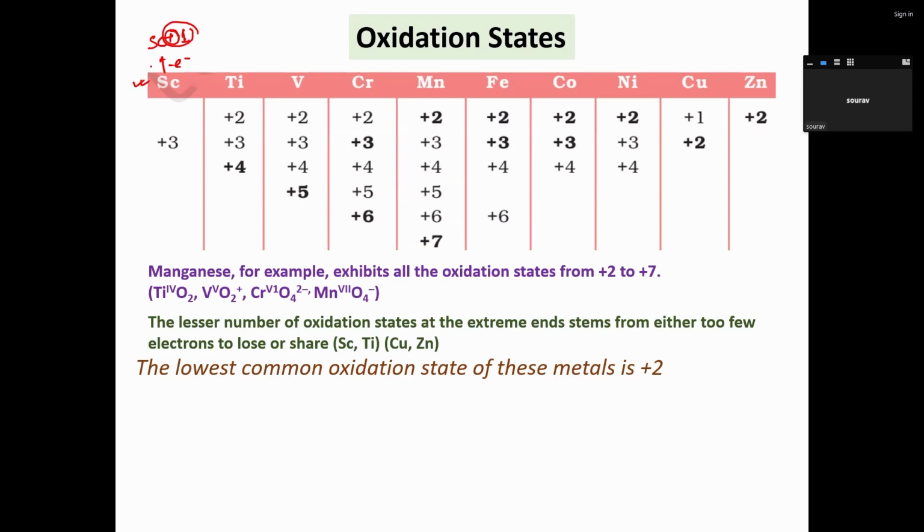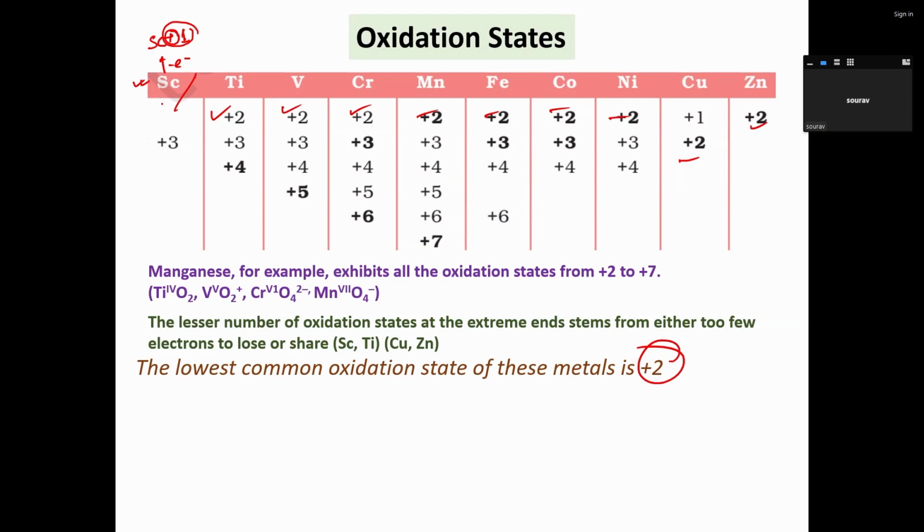Now for the 3d metals, the common oxidation state, or the lowest common oxidation state, is plus two. Here you can see that except scandium, titanium has the oxidation state plus two, vanadium plus two, chromium, manganese, iron, cobalt, nickel, copper also plus two, and zinc also plus two. So the common oxidation state of the 3d metals is plus two. But there are some questions. First of all I will talk about scandium. Why does it have the plus two oxidation state?